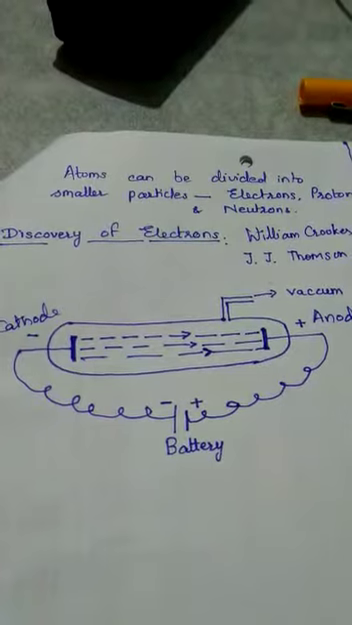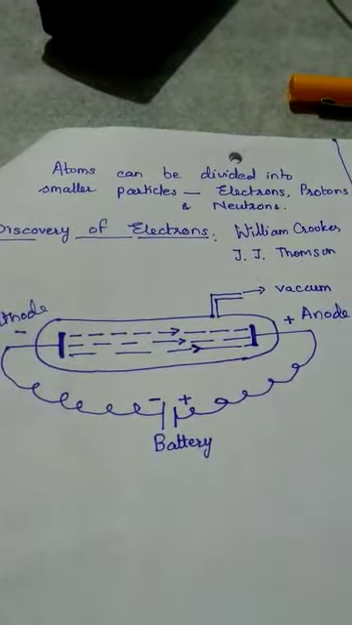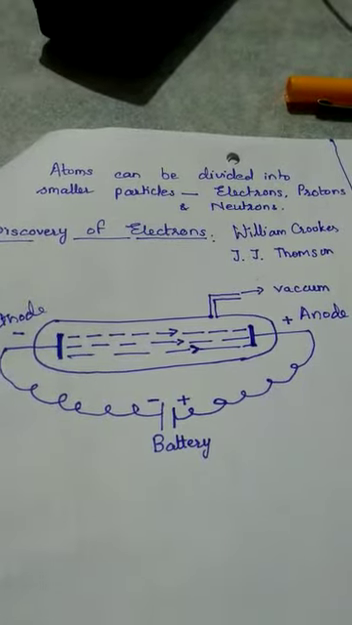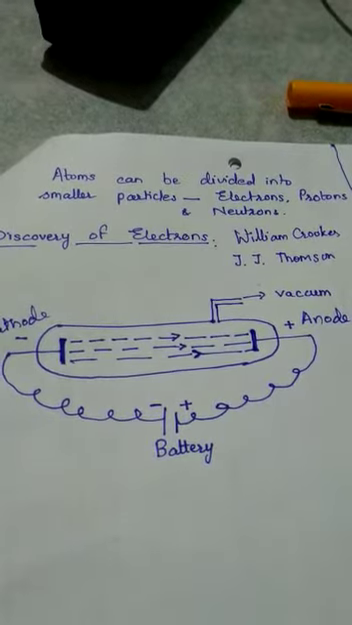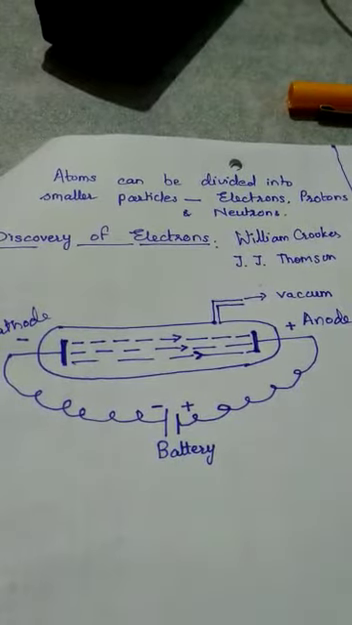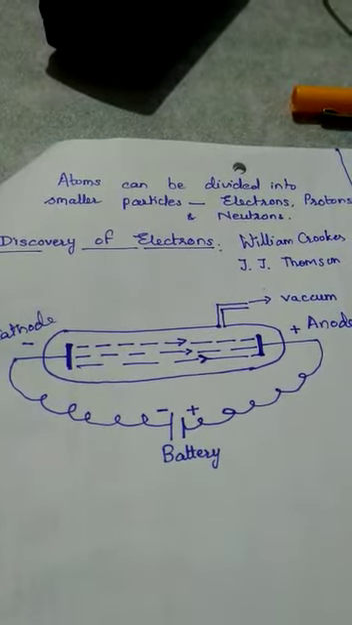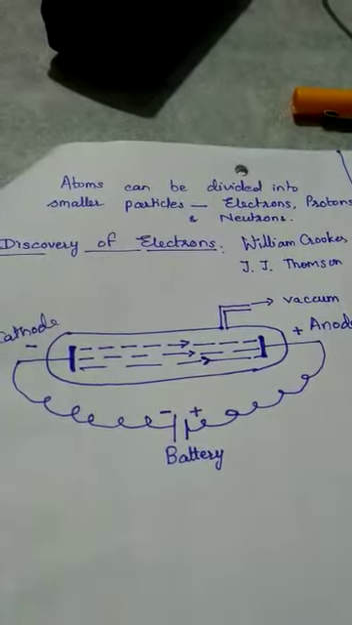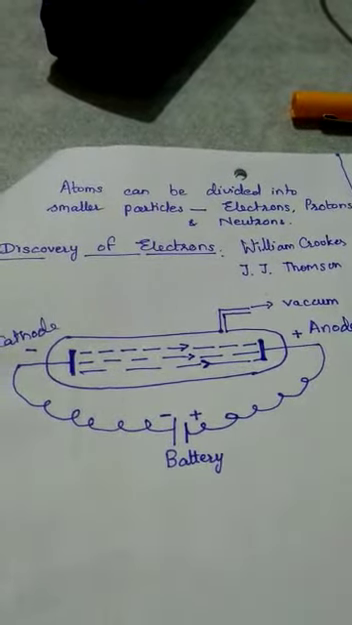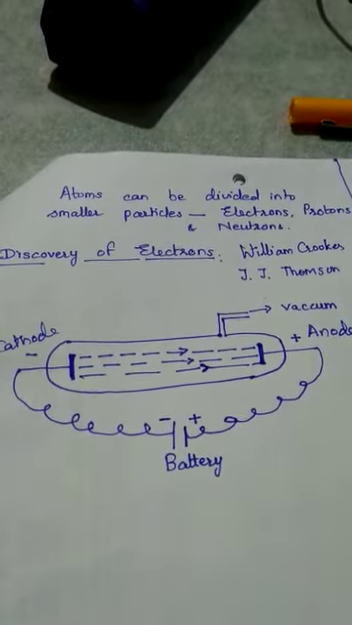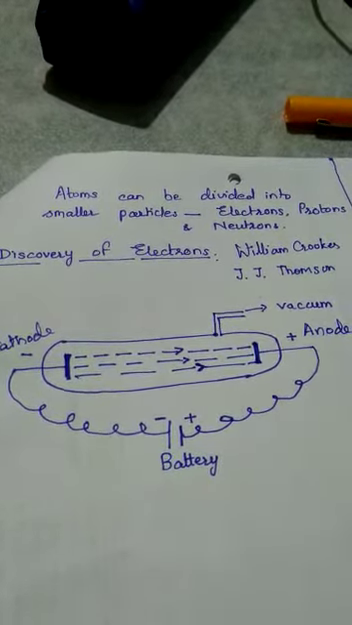Now gases are present in very small quantity, that means they are present at very low pressure inside the discharge tube, and the cathode and the anode are connected to an electricity source, which is a very high voltage source. That means a high voltage current is passed through the discharge tube. When the current is passed through the discharge tube, it is observed that some rays start getting emitted from the cathode and they start moving towards the anode.